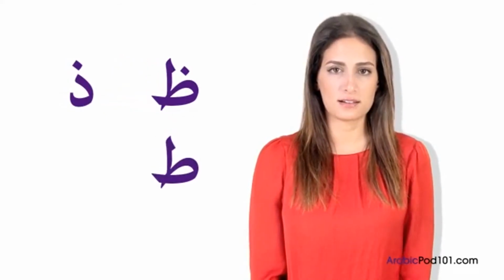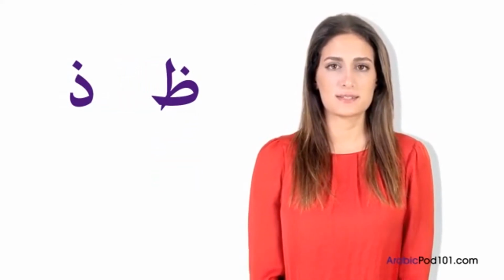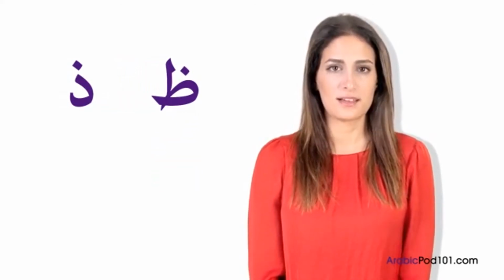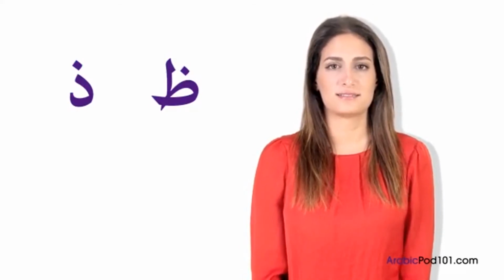The next letter we learn is Za. This one is like the strong version of the Dhal. It looks just like the Ta, except that it has a dot on top. Let's practice this one together as well. Repeat after me. Dhal, Za. Now let's write it down. Za.